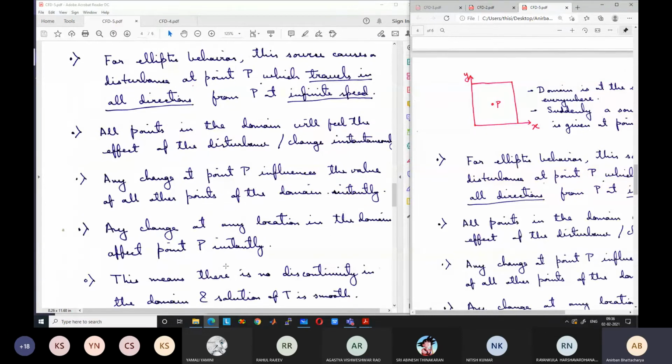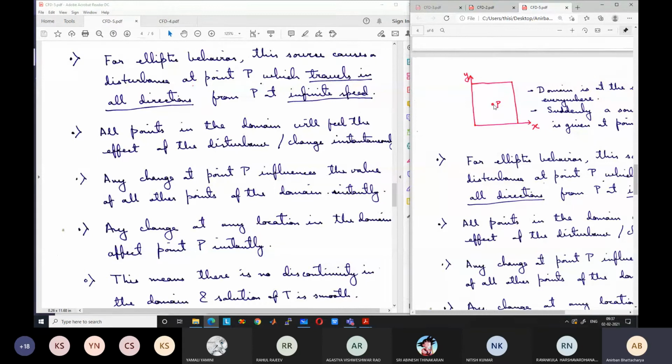So in CFD, we have something called domain of dependence and domain of influence. Domain of dependence is the part of the domain on which the value of P depends. If there is any change within the domain of dependence, the value of P will change. For this elliptic behavior, the entire domain is the domain of dependence, so if the value changes anywhere in the domain, the value at P will change.